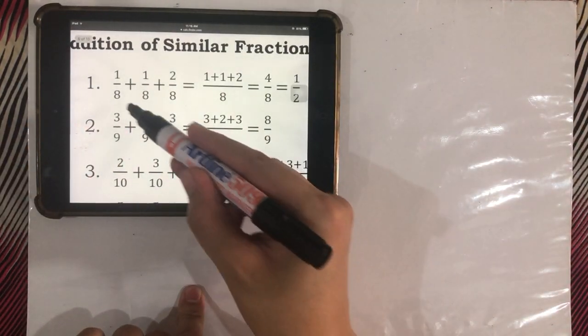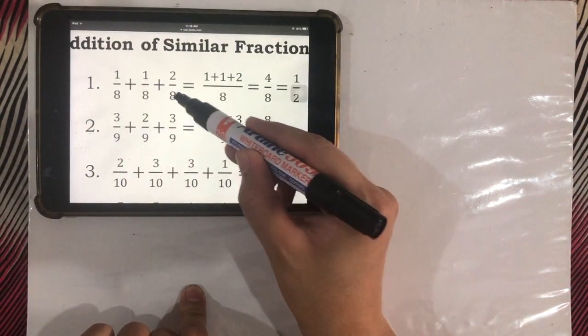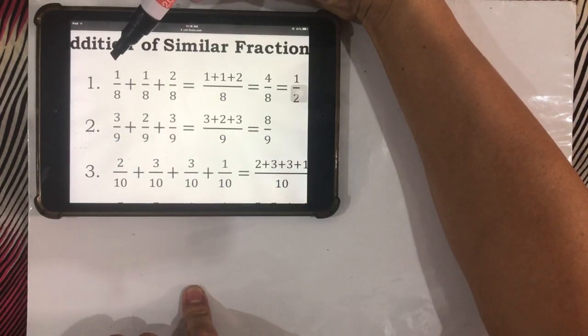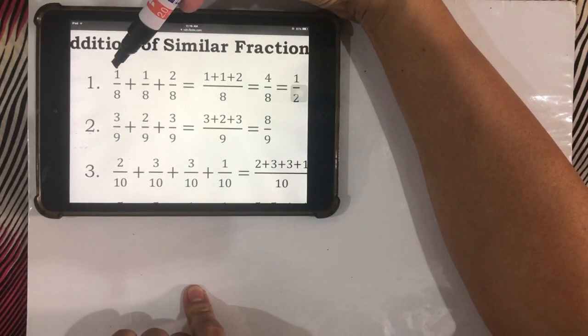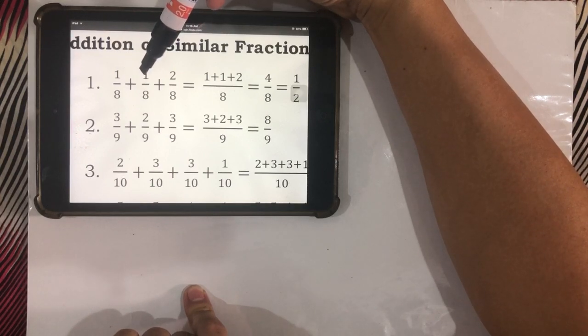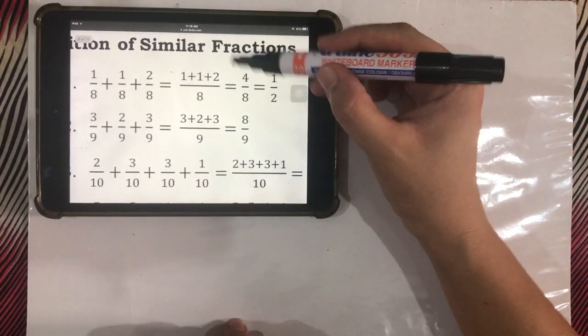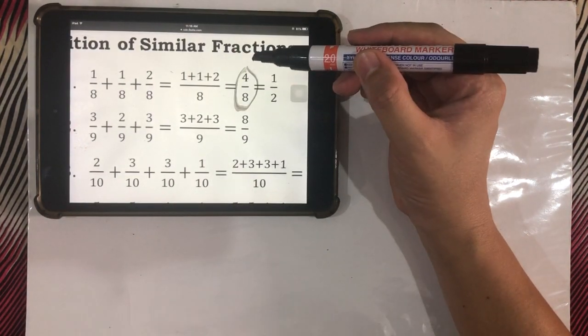So, they have the same denominator. So, you just copy it, 8. And then, add the numerators. 1 plus 1 equals 2, plus 2 equals 4. So, the answer is 4/8.